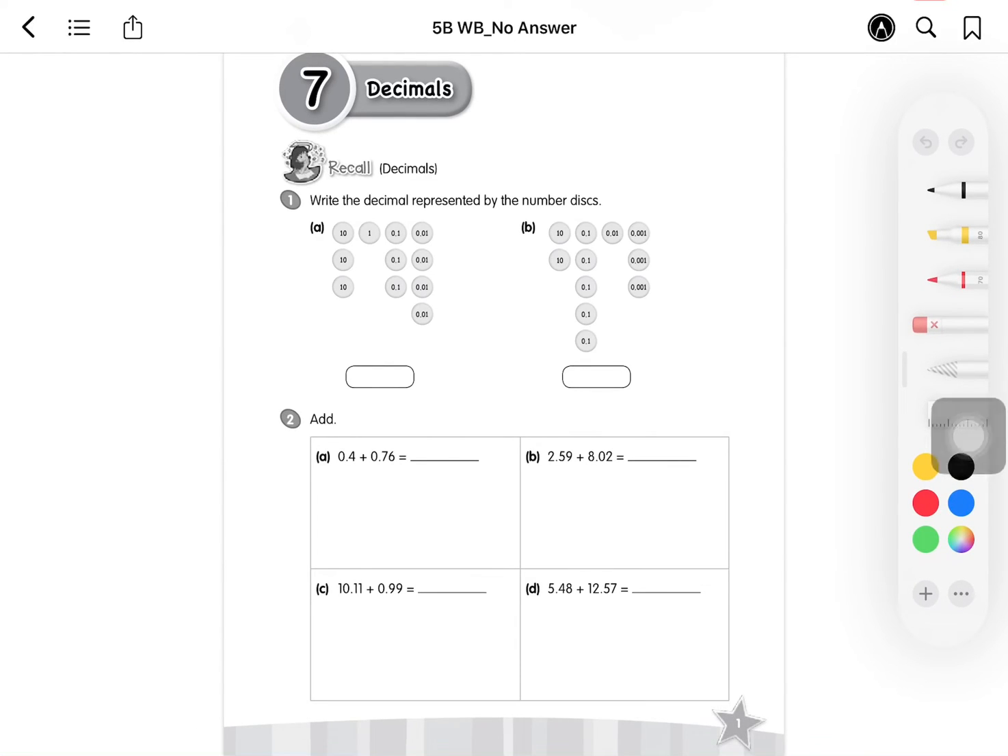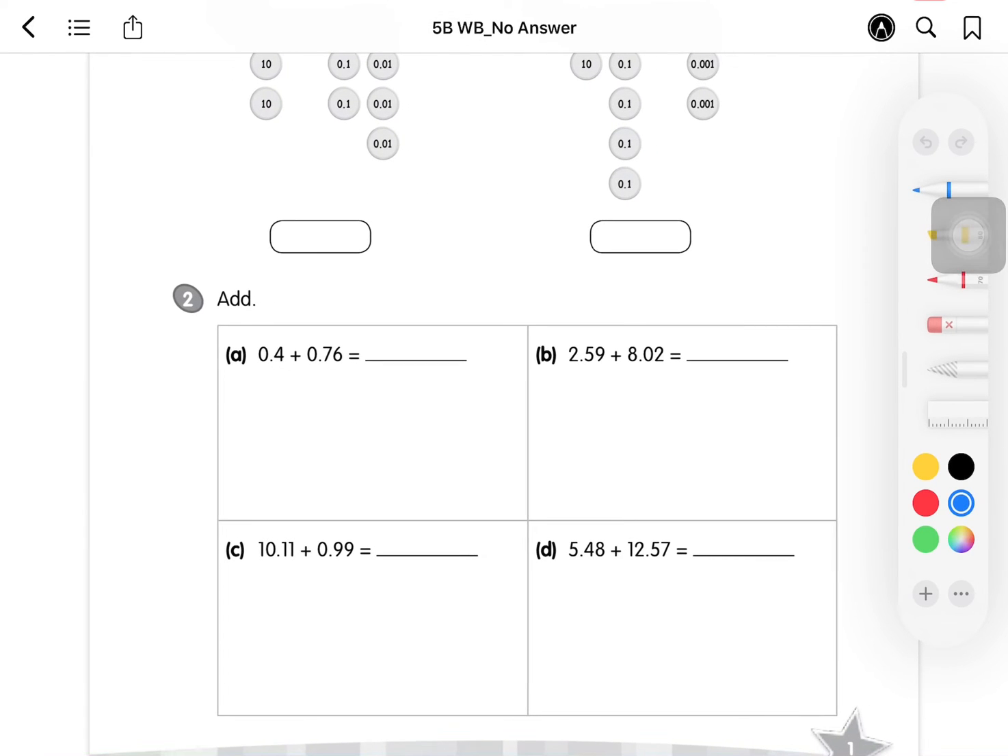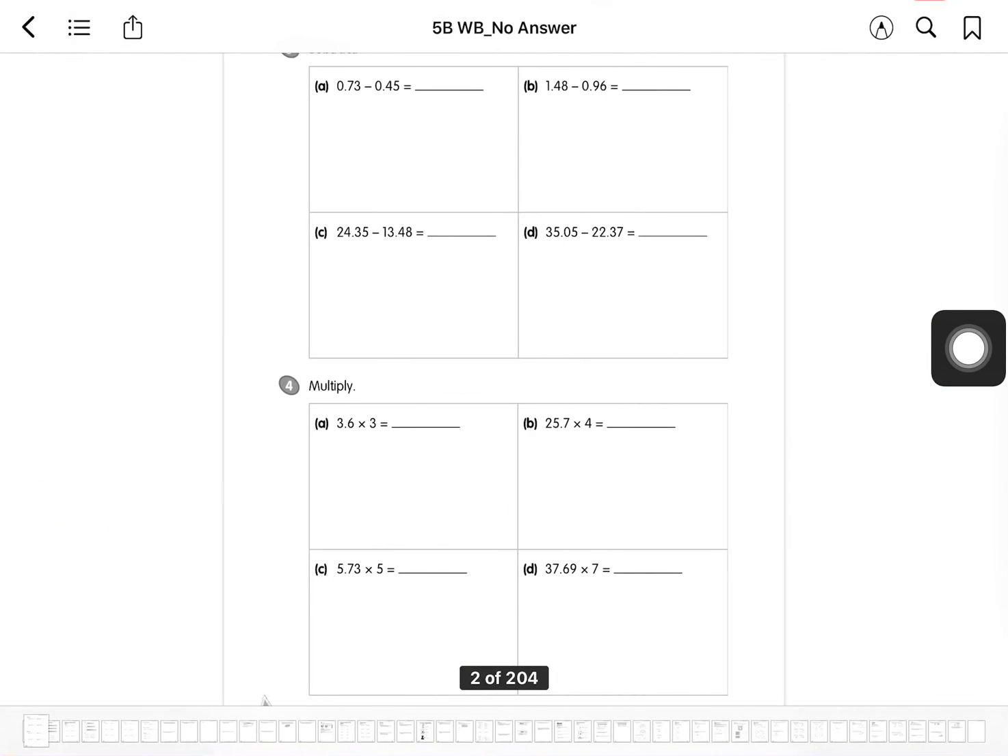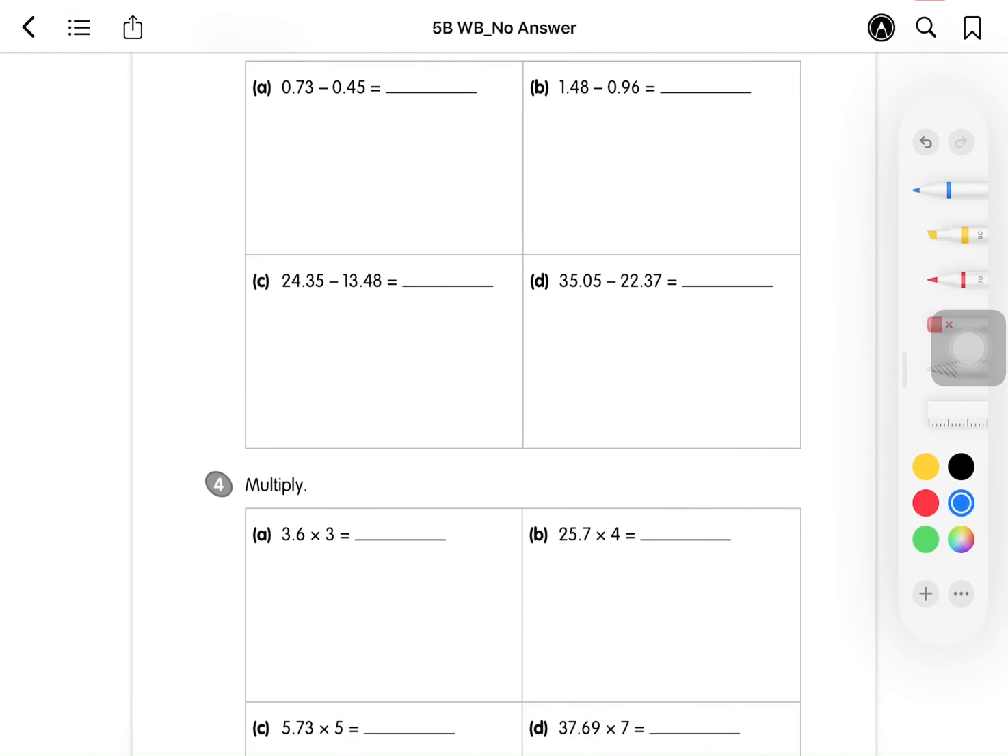So question 2, let me remind you again, I want to see all your working. So I want to see your 0.4. I'll encourage you to add a 0 at the back, so as to ensure that it is in the correct place value. So I want to see your working like this. And the next page, same thing for subtraction. I want to see your working in the blank, all neatly done. Same for multiplication.